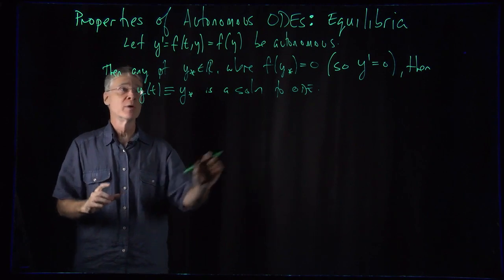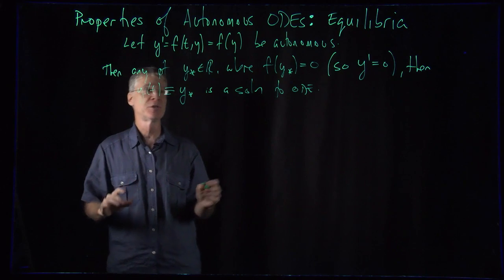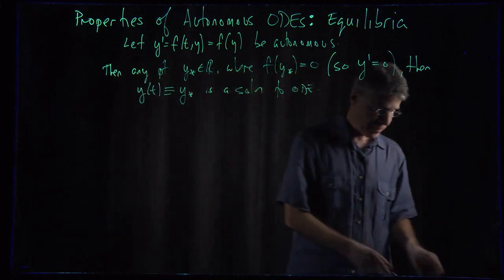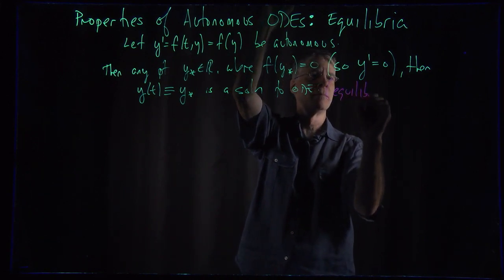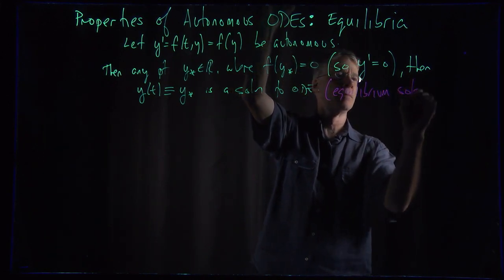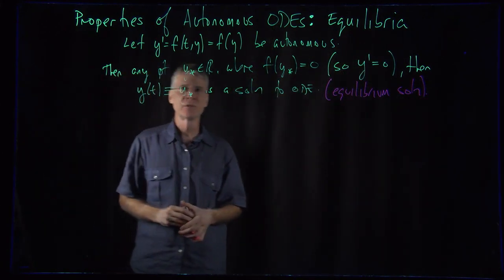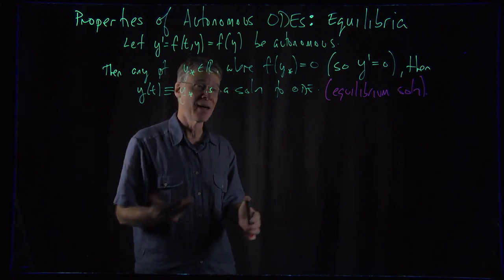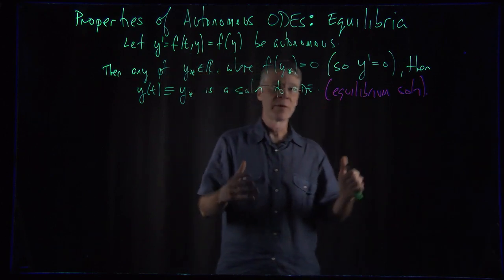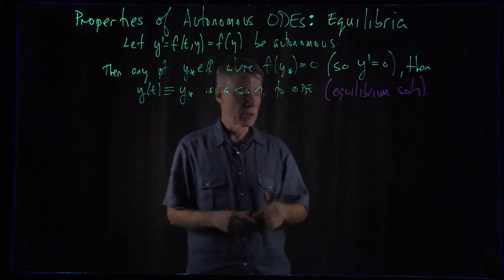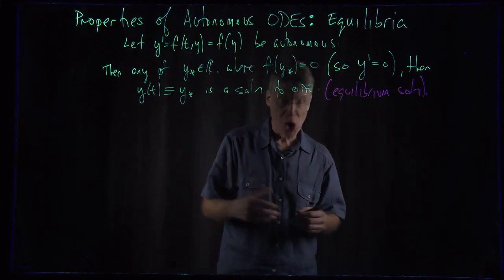And that's always true whenever we have a place where f of y star is 0, we automatically have a solution there. And this solution has a name. We can call it an equilibrium solution. That has other names too. We might call it a steady state solution, and we might call it a constant solution. But often, at least in differential equations without regard to any particular application, we call it an equilibrium solution. It's defined on all of R.